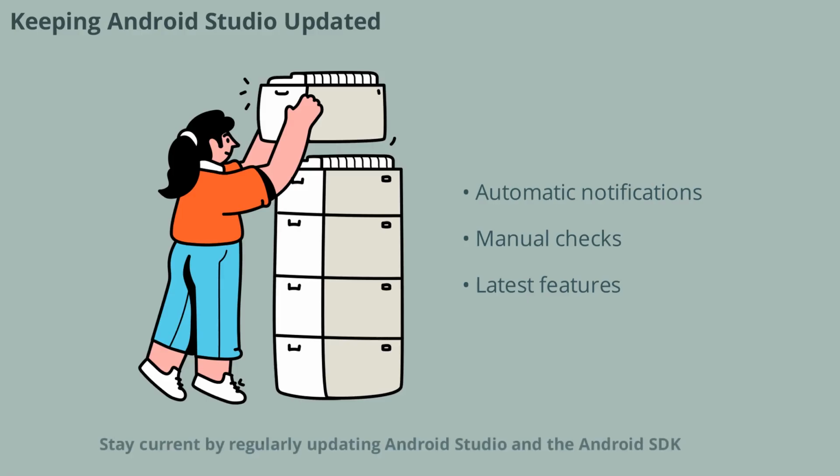Stay current by regularly updating Android Studio and the Android SDK. The IDE will notify you when updates are available, but you can also check manually. Keeping your tools up to date ensures compatibility with the latest Android features and security improvements.